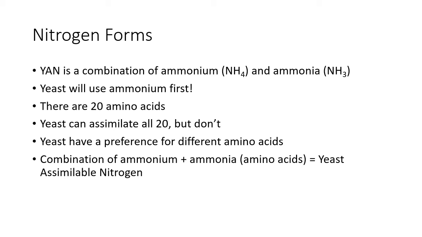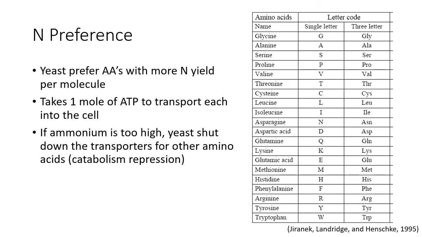So there's 20 different amino acids. Yeast can assimilate all 20, but they don't. They do have a preference for different ones. And so the thing to remember is the combination of ammonium plus ammonia equals yeast assimilable nitrogen, or YAN. So yeast really likes some amino acids better than others. They're not all the same, but this is a list of the amino acids. Some of them they really quite like, some they really don't. A couple I want to point out on this list are cysteine and methionine. These are the sulfur-based amino acids.